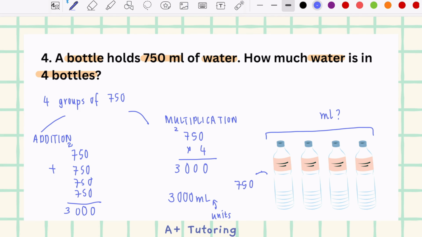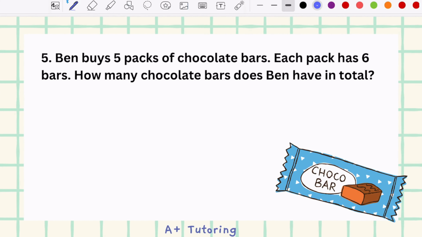Okay, let's move to the next question. Question number 5. As always, pause the video here and take a second to read the question carefully. Okay, now that you've had a chance to read the question, let's go look at the keywords. So, Ben buys 5 packs of chocolate bars. 5 packs of chocolate bars. Each pack has 6 bars. So each pack has 6 bars. How many chocolate bars does Ben have in total?